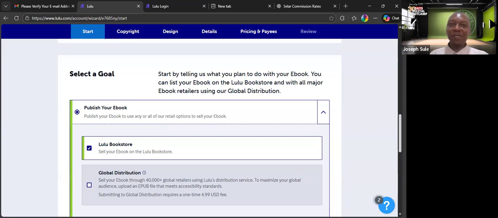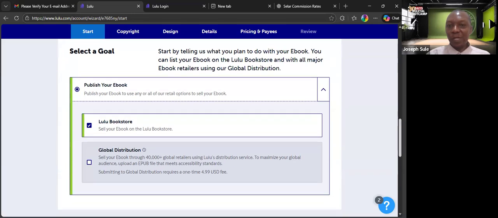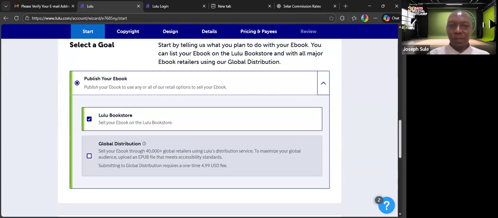And when they make sales on their platforms, because we have your payment information, we have your payment gateway, they will take their small commission. We will take our small commission, and then we'll give you your royalty. So the advantage is that it gives your book wider coverage, but it comes with a cost. All right. So that is what global distribution means.